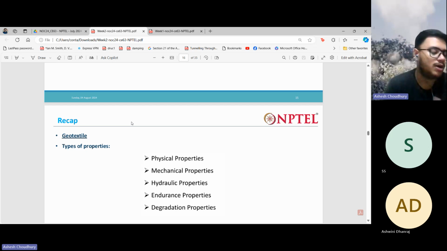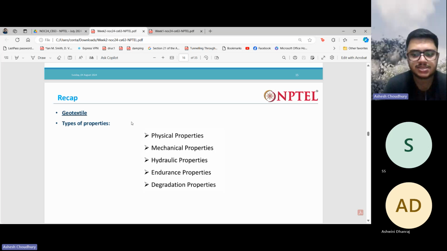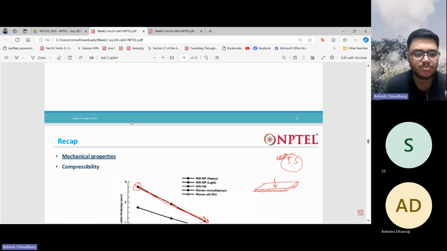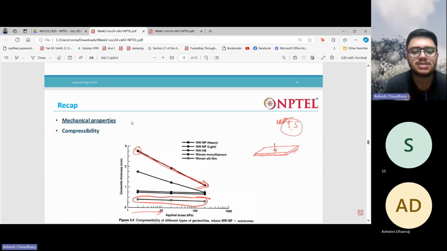That's why you should have knowledge about the types of tests you need to do and all the properties of the geosynthetics. Initially we studied the properties of geotextiles, right? These are the basic properties. I am not going to repeat them; you can see the physical properties here. They were discussed in much detail in the main lectures. I also suggest that you please go through the books, any geosynthetic books.